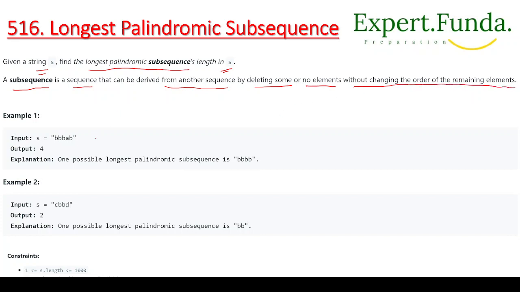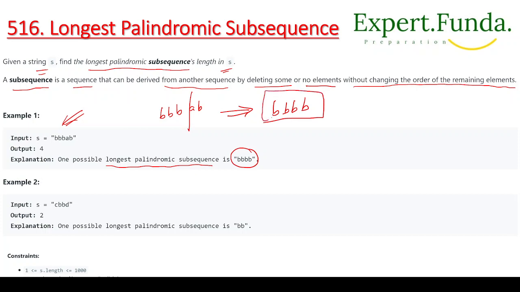If we look at this example, we have B, B, B, A, B: three B's, an A, and another B. It says one possible longest subsequence is four times B. If I delete this A, it becomes B, B, B, B, because the A has been deleted. That's why it becomes the longest one. I think you got it.